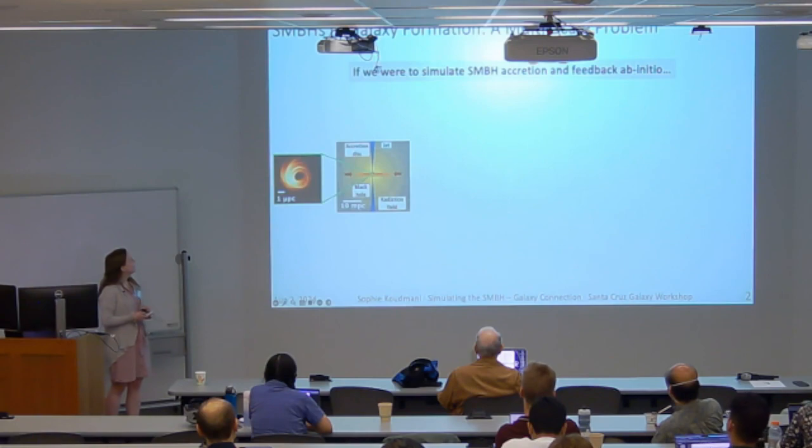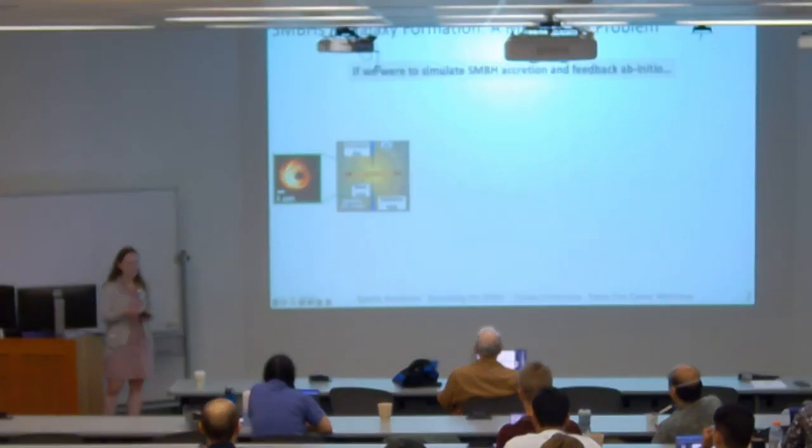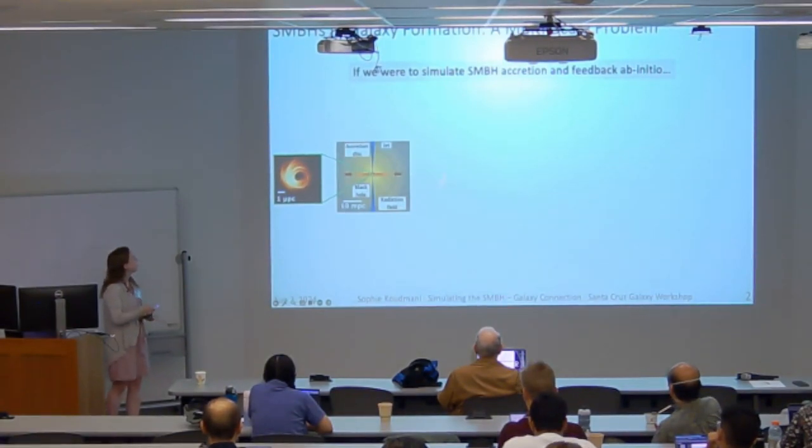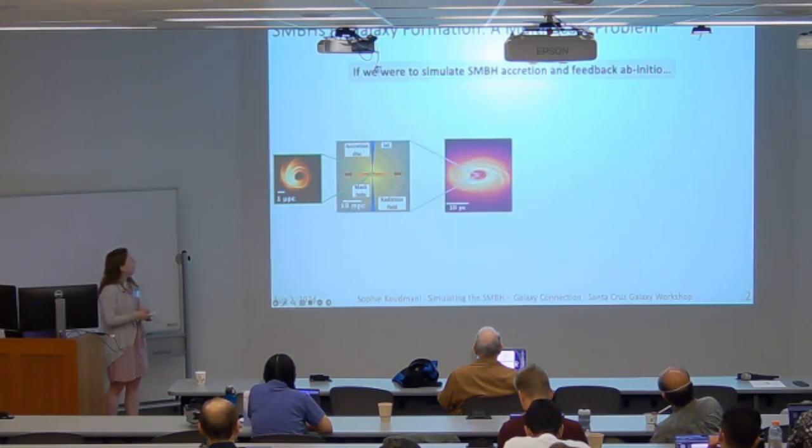Then you would also need to model the scales of the accretion disk, which is where most of the feedback actually originates from. So the radiation and the jet are produced close to the inner edge of the disk. Here we're talking about 10 milliparsecs. And then you want to know how all of these different feedback processes couple to the inner region of the galaxy, which would be at the scale of tens of parsecs.